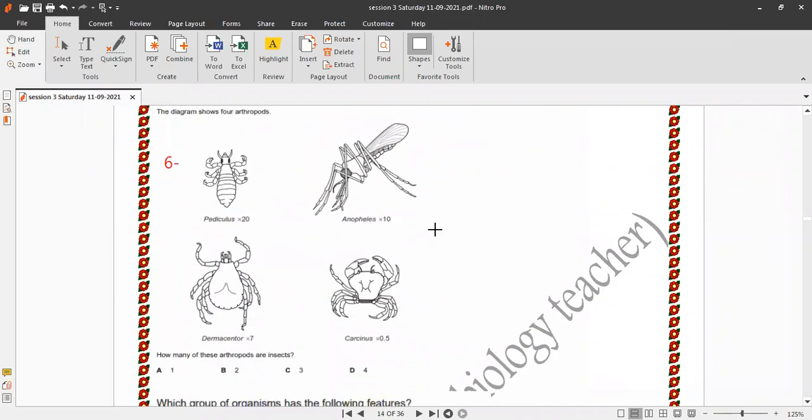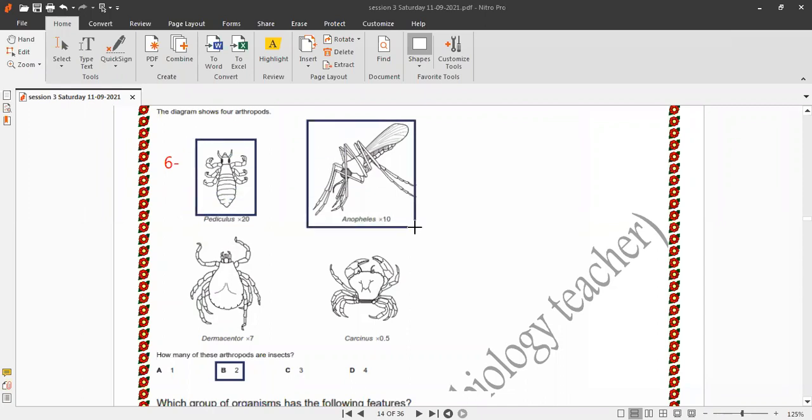Kunuz, number 6. Okay, mister. The diagram shows 4 arthropods. How many of these arthropods are insects? So we've got arthropod 1, 2. There are only 2, so B. Which one? The first one, this one, and this one. This is the crab, crustacean, and this also arachnid, no problem. So here 8 legs, and this is more. So it is wrong, not insects.